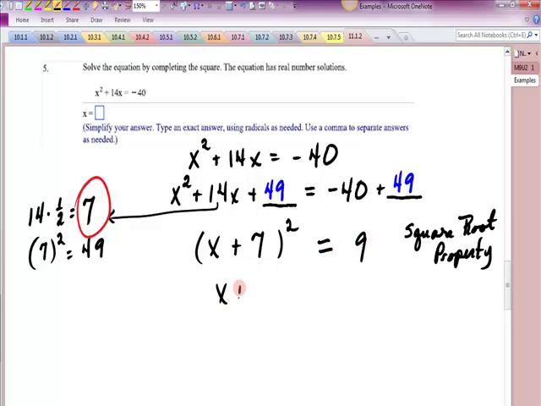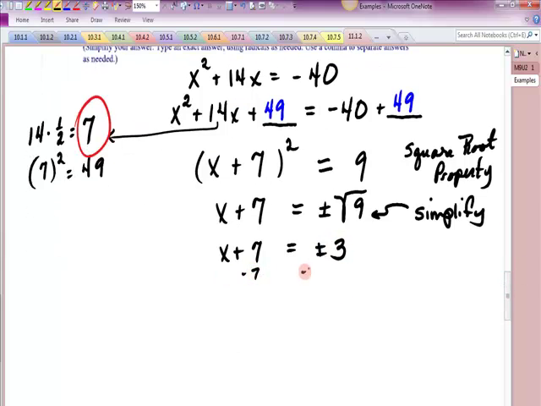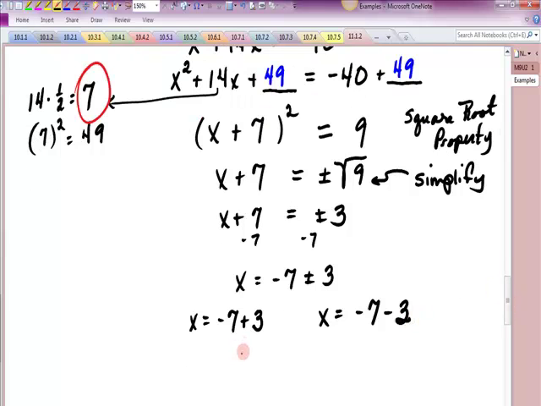So the square root of this side is x plus 7, and that's equal to plus or minus the square root of 9. We simplify. So I have x plus 7 is equal to, in this case, plus or minus 3. Okay, I have a rational number. Subtract the 7, put it in front. X is equal to negative 7 plus or minus 3. So I have x is negative 7 plus 3. I have x is negative 7 minus 3. My two answers are negative 4 and negative 10.